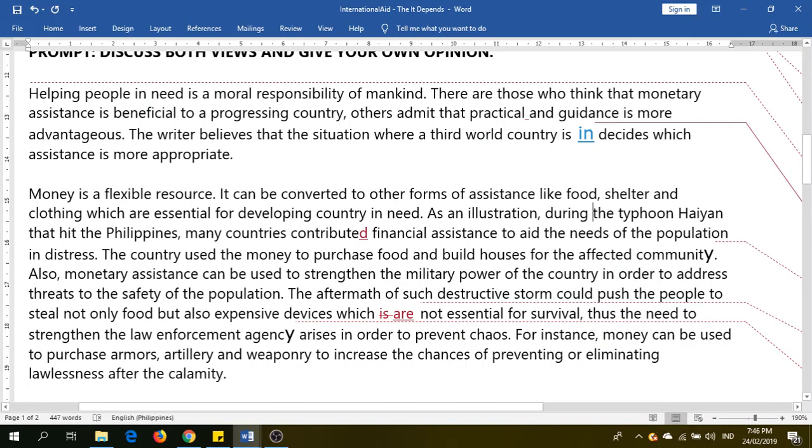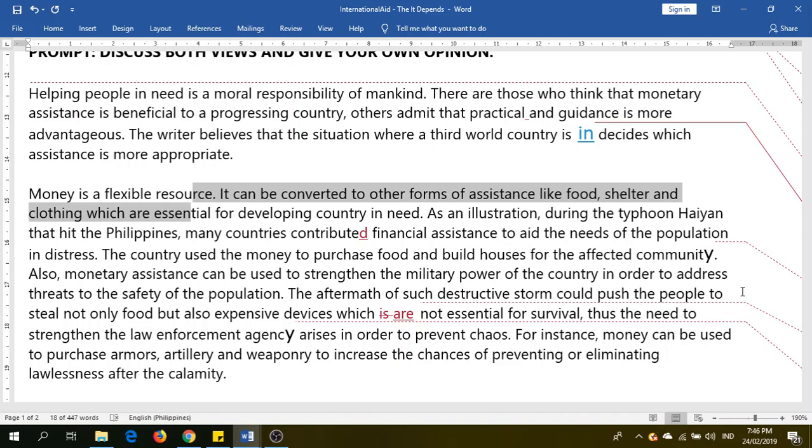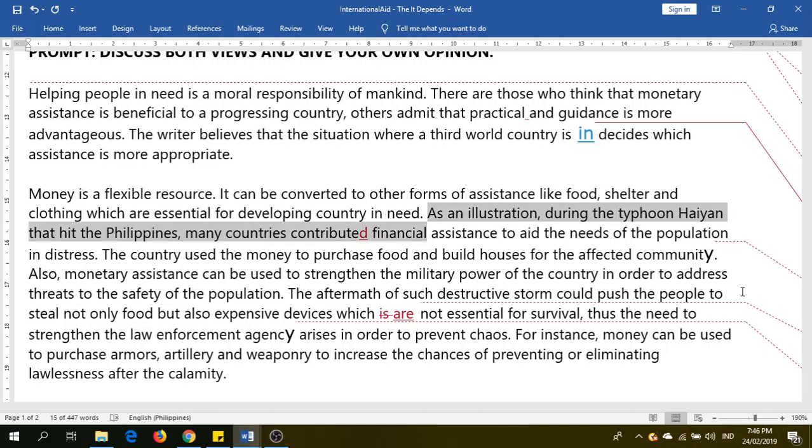Money is a flexible resource. It can be converted to other forms of assistance like food, shelter, and clothing, which are essential for a developing country in need. So this part is talking about financial aid. So as an illustration, during the Typhoon Haiyan that hit the Philippines, many countries contributed financial assistance to aid the needs of the population in distress. The country used the money to purchase food and build houses for the affected community.